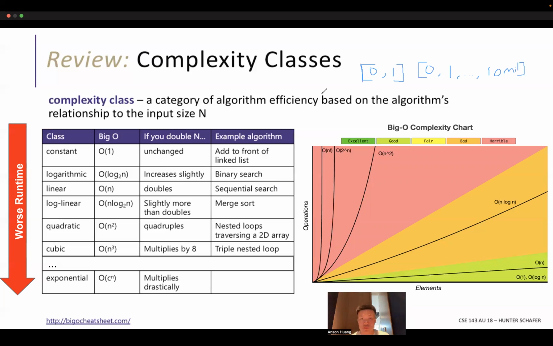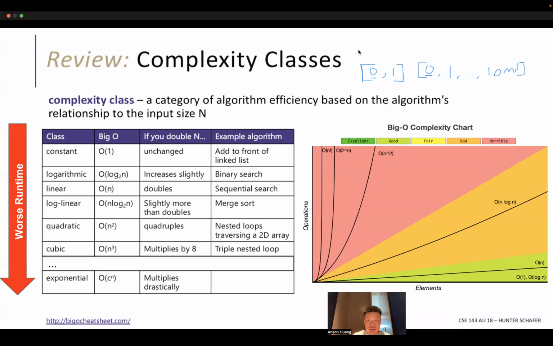An example of a constant runtime algorithm or access is trying to get the first index of an array. Notice that no matter what the size of the array is, whether it's size 2 or size 10 million, accessing the first index always has the same runtime because I can just access the value at index 0. So no matter how big the input gets, no matter how big n gets, accessing a value at an index is always constant. So it's O of 1.